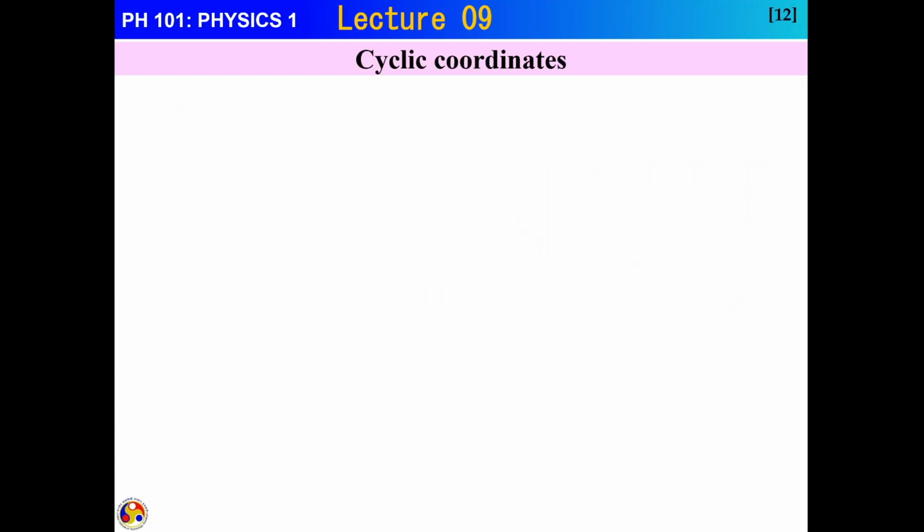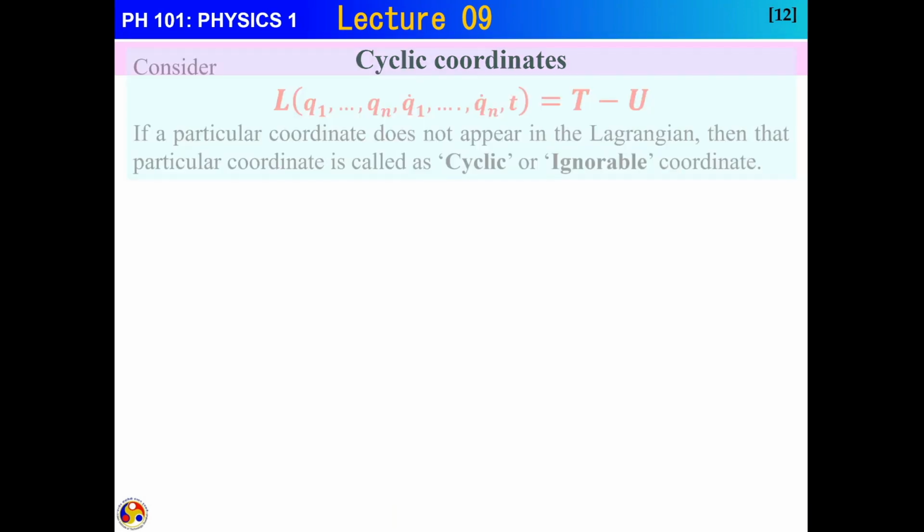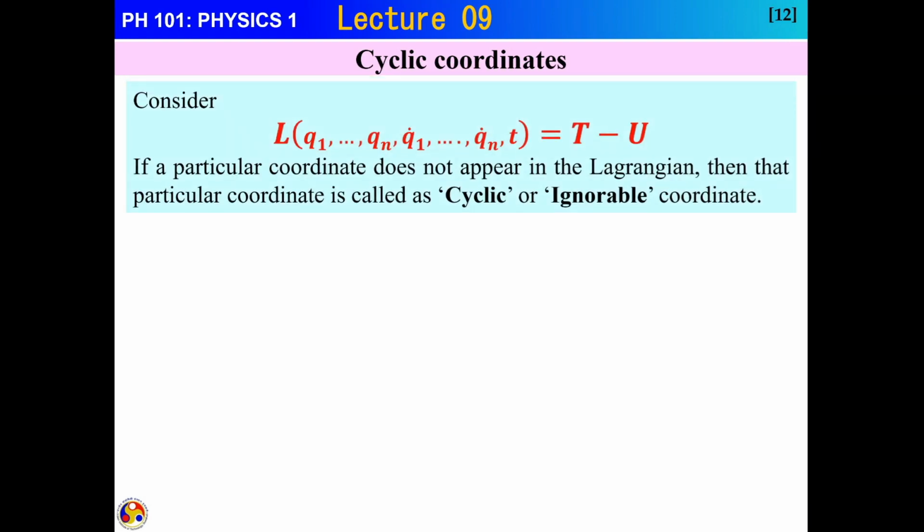Okay. Now let's look at a new concept, cyclic coordinates. The term may look very different, but don't worry, it's a very simple term. Let's consider a Lagrangian, which is nicely written in terms of generalized coordinates, generalized velocities and time, and which is nothing but T minus U.